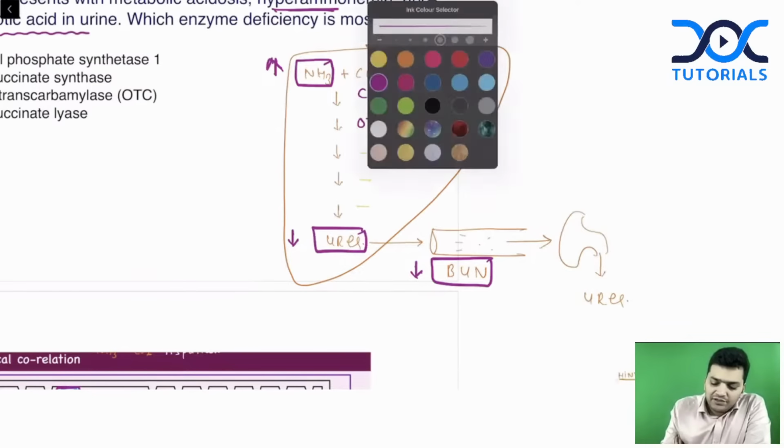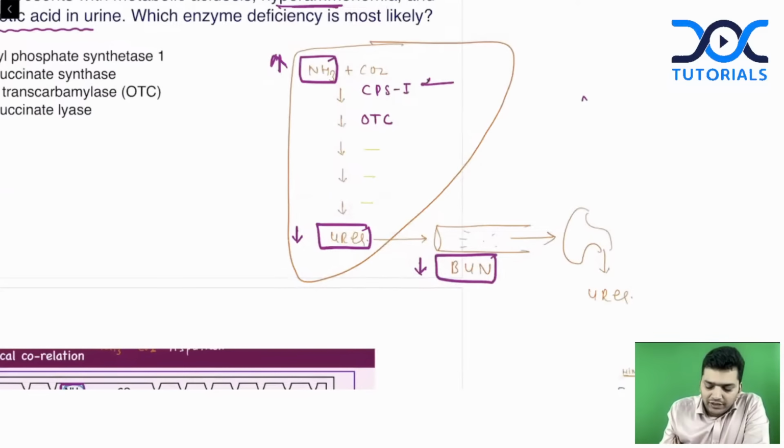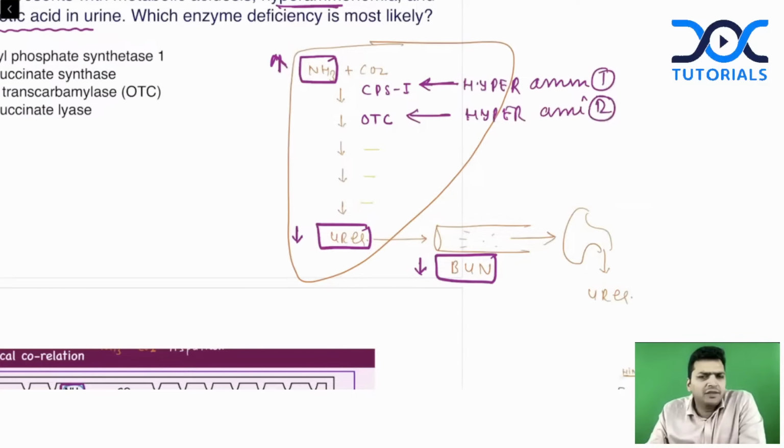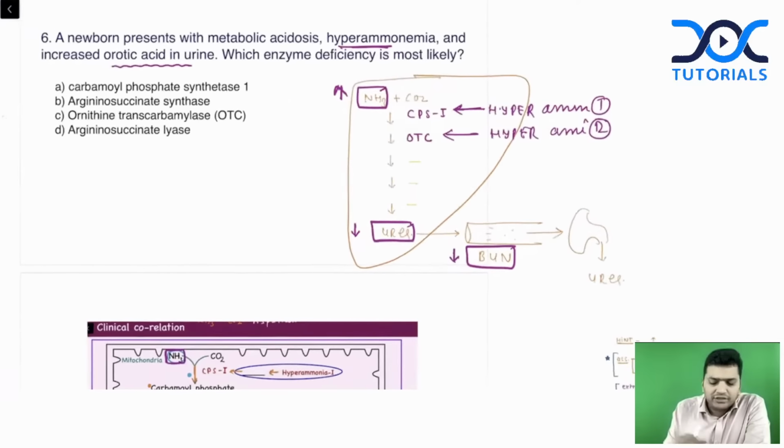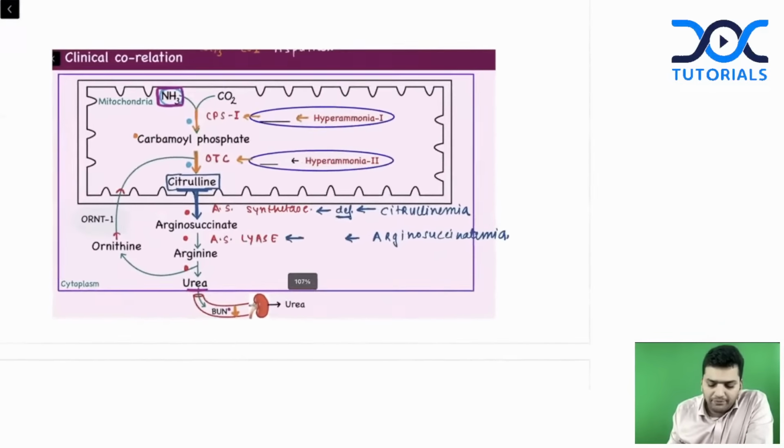Now, deficiency of CPS1 leads to the problem that is called hyperammonemia type 1. If there is deficiency of OTC, it's called hyperammonemia type 2. So how do we differentiate whether we are having hyperammonemia type 1 or type 2? In type 1 and type 2, the differentiating feature is going to be the orotic acid. If the orotic acid is coming in the urine, it is going to be hyperammonemia type 2. It is type 2.